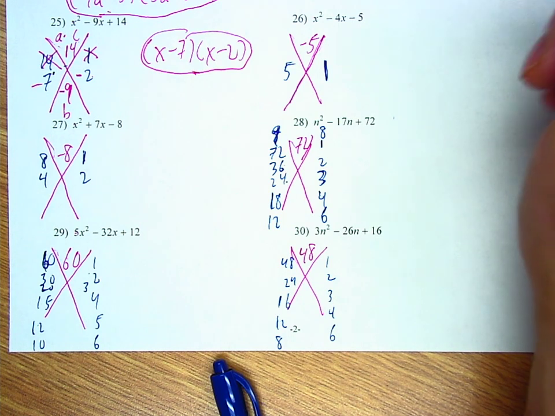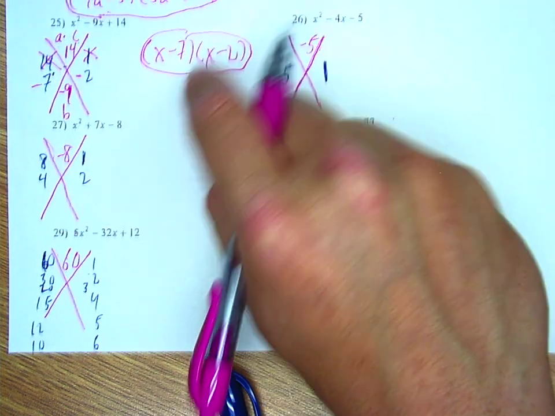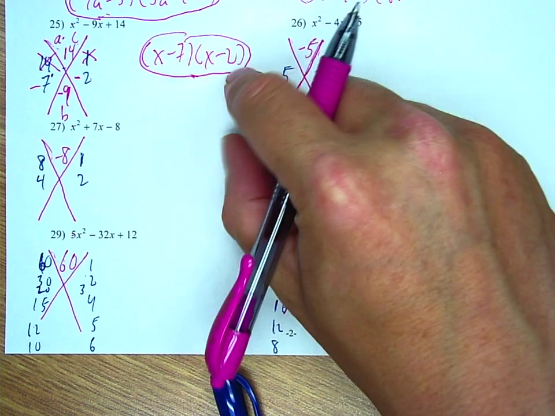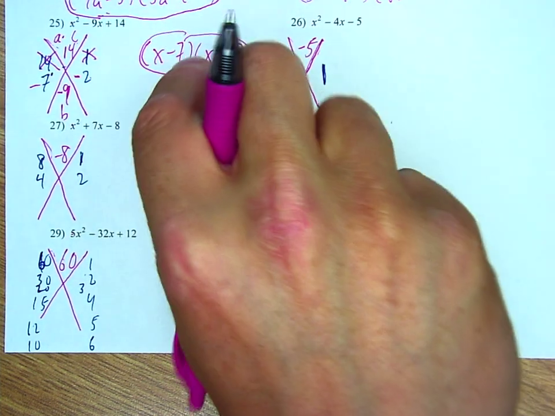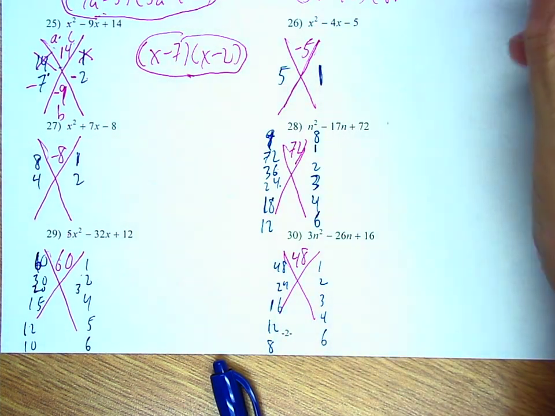You can check this with distribution. Factoring is the reverse of distribution. x times x is x squared. -7 times -2 is +14. Here's my -7x, here's my -2x, -9x. There we go. Good.